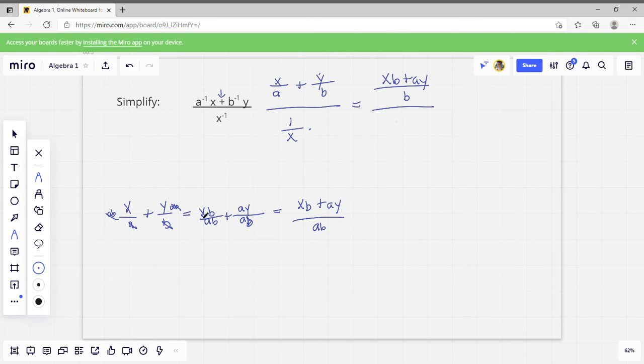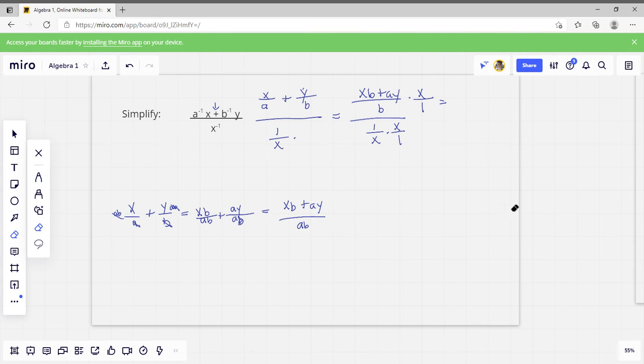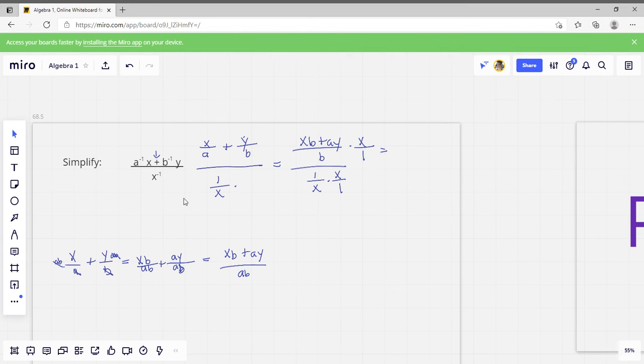And that's over 1 over x. Now I flip. All right, so my bottom's going to be b. Actually, let me get us some more room here. There we go. All right, so these cancel each other out.